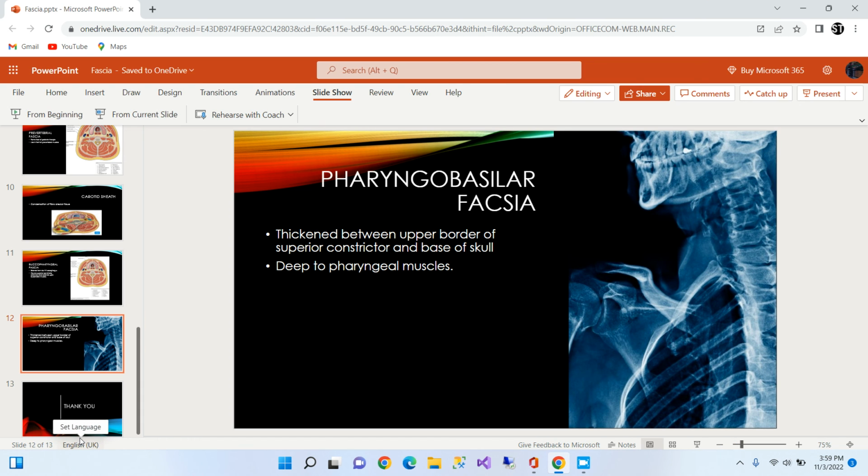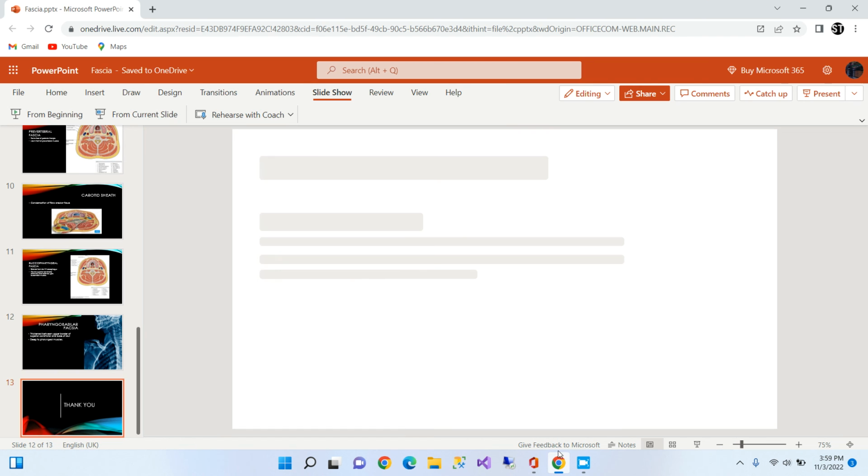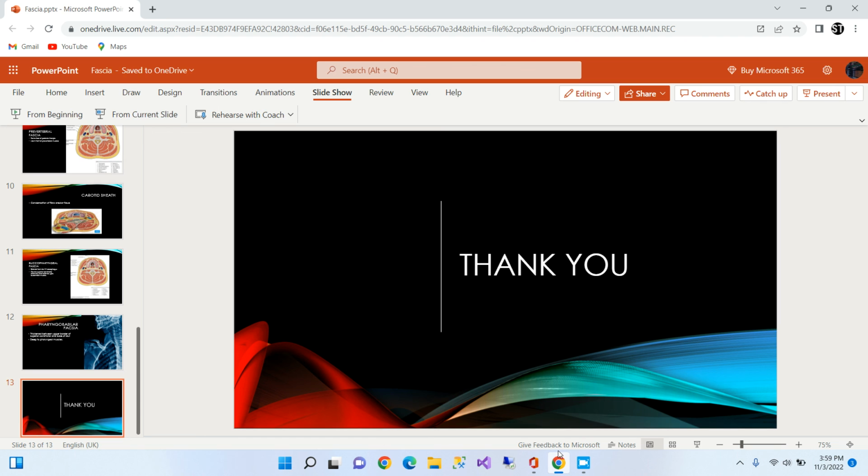So these are the important points about the fascia present in the neck, especially the side of the neck.